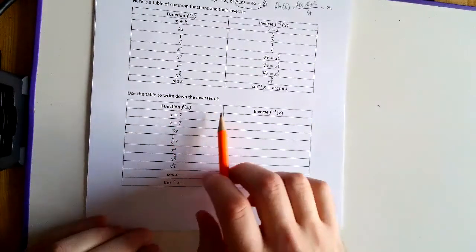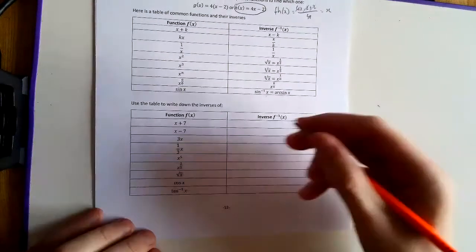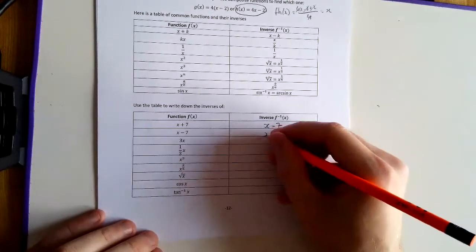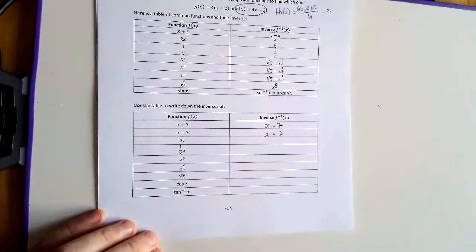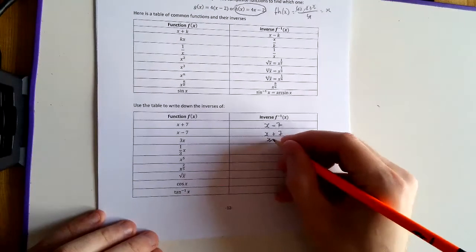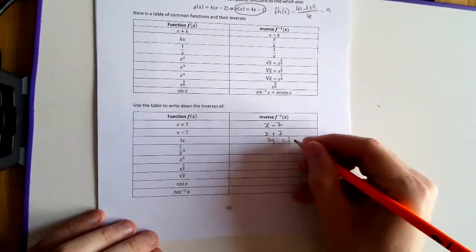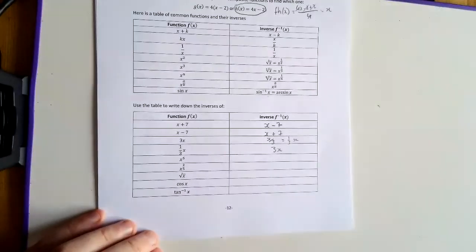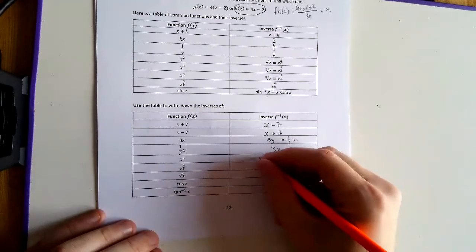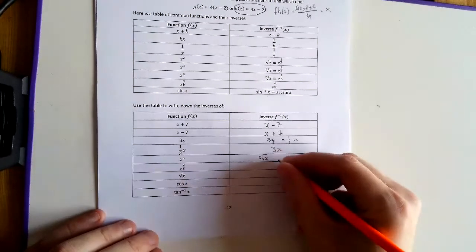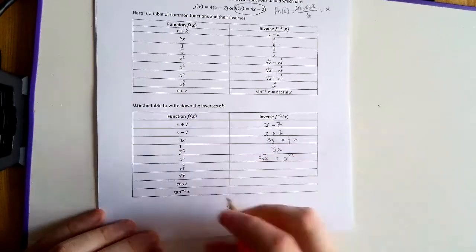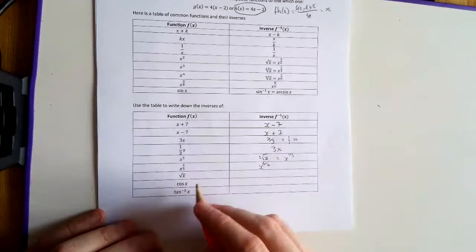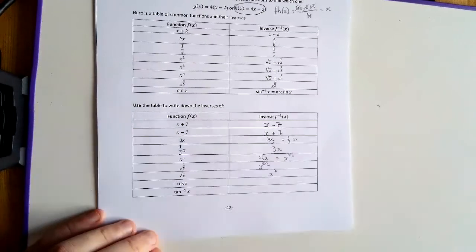Okay, so use the table to write down these inverses. So x plus 7, inverse is x minus 7. x minus 7, the inverse is x plus 7. 3x, inverse is x over 3, or you could write that as a third x. A third x, the inverse is 3x. x to the 5, the inverse is fifth root of x, or I can write that as x to the one fifth. x to the 2/5, the inverse is x to the 5 over 2. Root x, the inverse is squared.